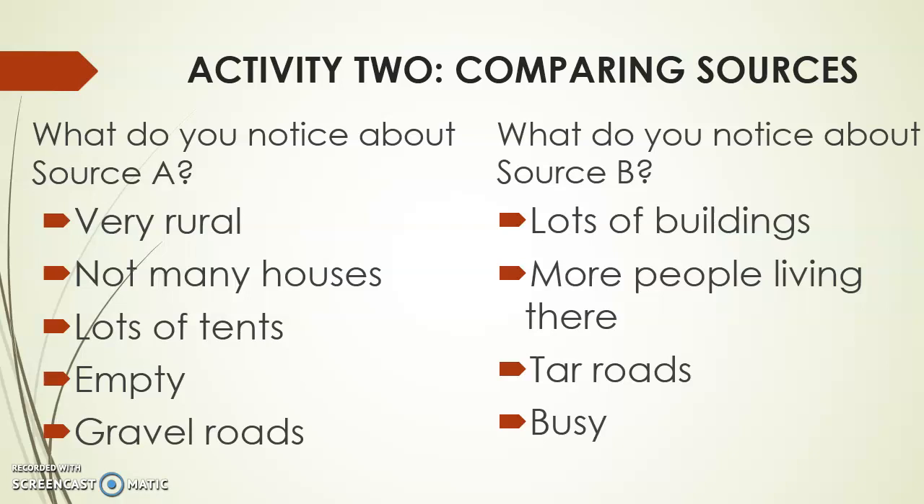You write down the things that you notice, you write down the things that are the same, you write down the things that are different, and then you look at source B, you write down the things that are the same, you write down the things that are different, and then you overlap them. So you would answer this question by saying, in source A, South Africa or Johannesburg is very rural, whereas in source B, you can see that there are lots of buildings. So that is how you will be comparing sources. It is a bit of a tricky skill and hopefully something that you will learn by the time you get to grade 12.